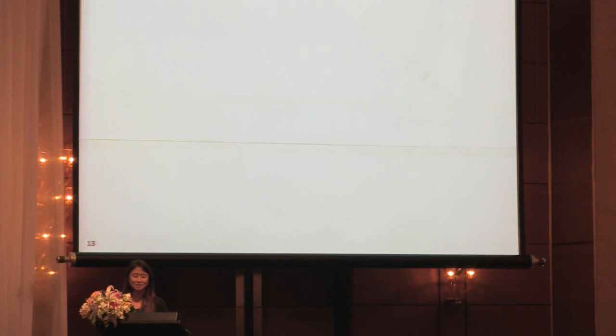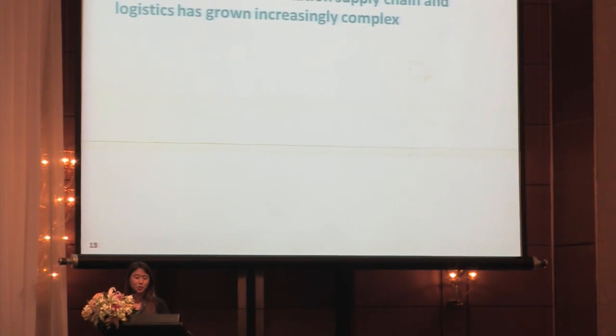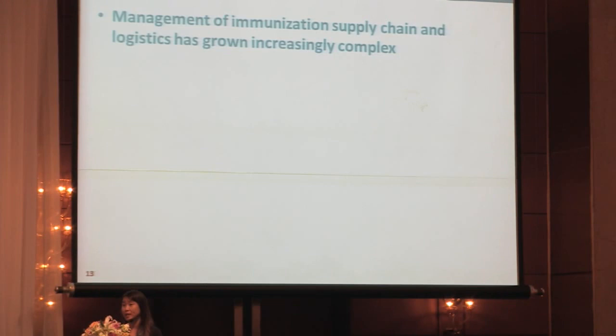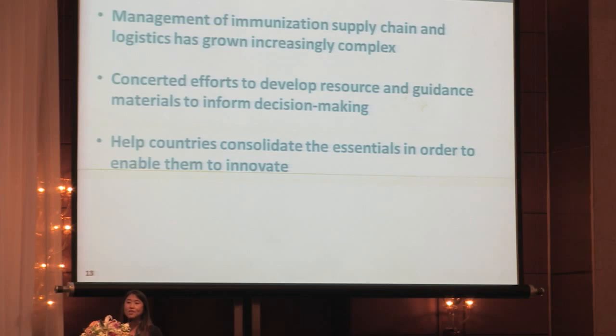So in conclusion, you know, John kind of walked us through the life of the immunization supply chain yesterday, which is about 4 years old. We've seen that the management of the ISCL has grown increasingly complex over those past 4 years, that there are now concerted efforts by the partners to develop resource and guidance materials to inform decision-making, again, not to be dogmatic, but to give countries the evidence and the rationale for how they will go about making choices. And all this in order to help countries to consolidate the essentials, to get the foundation firm, in order to put them in a good position to be able to innovate sustainably.